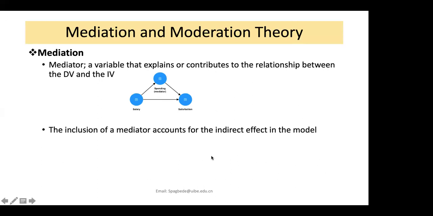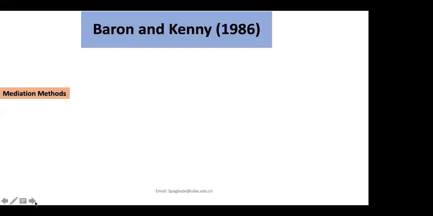Okay. So the inclusion of a mediator accounts for the indirect effect in the model. Now, there are various ways of analyzing mediation in a structural equation model. And then the first one is what we call the Baron and Kenny method. This method was introduced in 1986, and it's the oldest mediation analysis procedure.